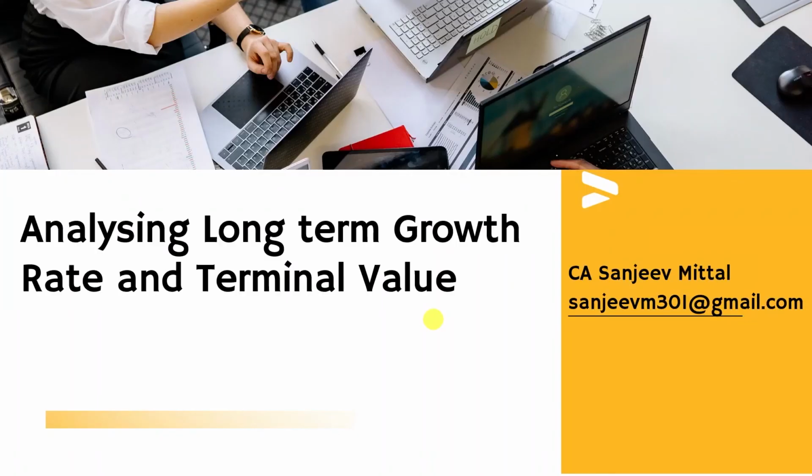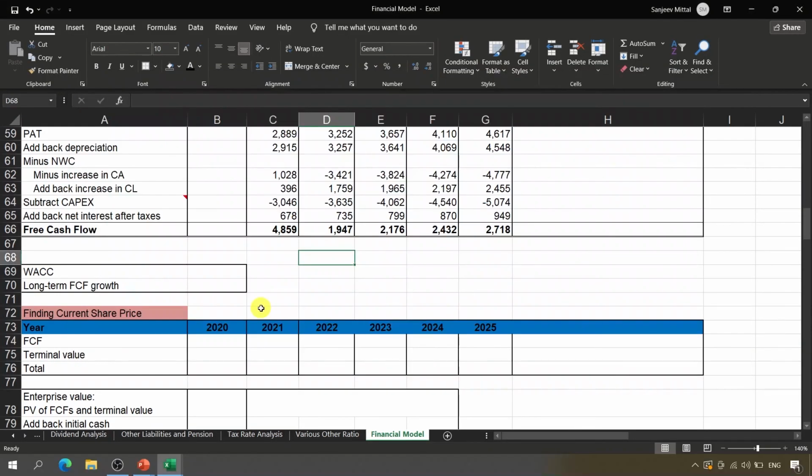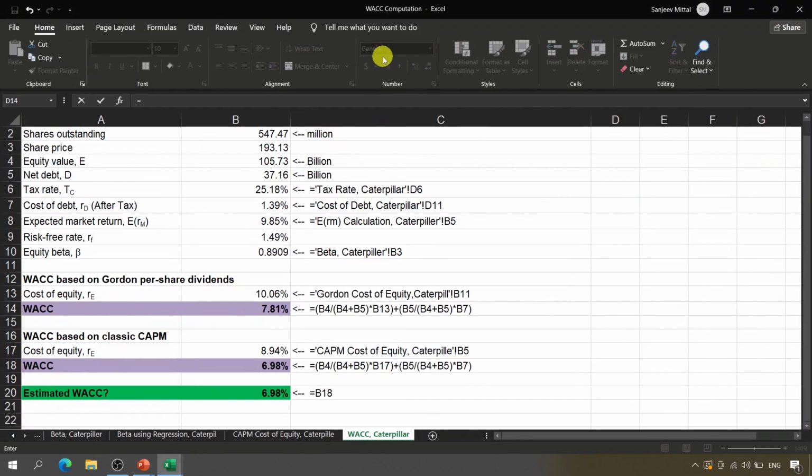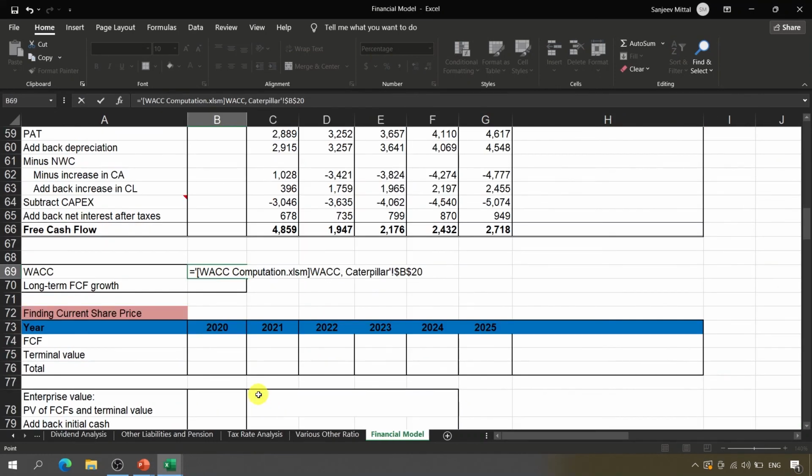Let's try to analyze our long-term growth rate and the terminal value for our Caterpillar Incorporation company. For that purpose, we shall simply go to our Excel model. Inside that, we already know that we are having our WACC as you have calculated in your WACC sheet, which is 6.98%. So we take and select that number.